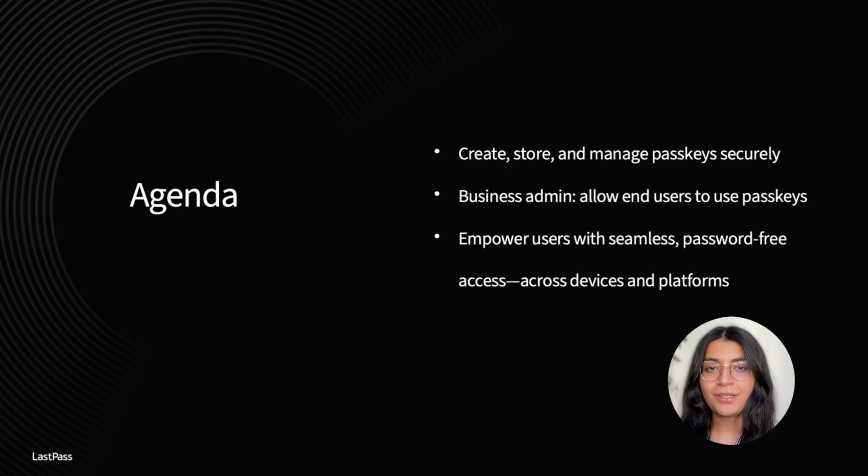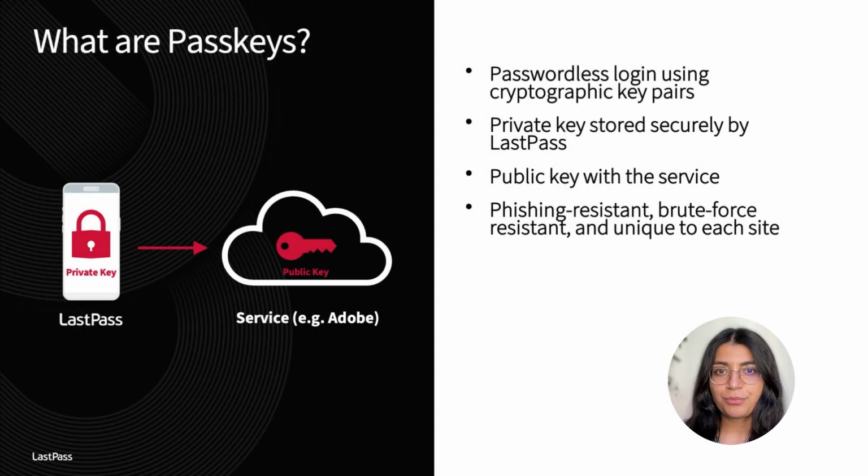As the business admin, allow your end users to use passkeys and empower users with seamless, password-free access across devices and platforms. Let's start with the basics. Passkeys are cryptographic key pairs used to log in without a password. The private key is securely stored on your device by your authenticator app, in this case LastPass, while the public key is stored with the service you're logging into. They're phishing-resistant, brute-force-resistant, and unique to each site.